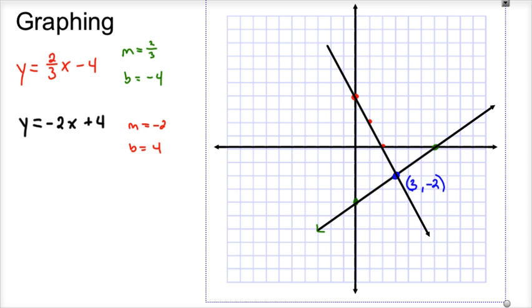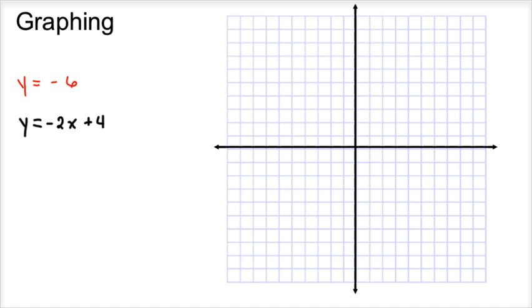Let's take a look at another one. So we have graphing y equals negative 6 and y equals negative 2x plus 4. All right, let's start with our first one, y equals negative 6. We have zero slope here. This is a horizontal line here at negative 6. So if we go down 1, 2, 3, 4, 5, 6, the graph of y equals negative 6 looks like a horizontal line passing through the coordinate negative 6.